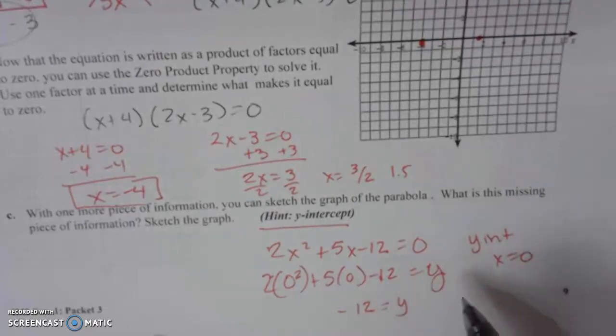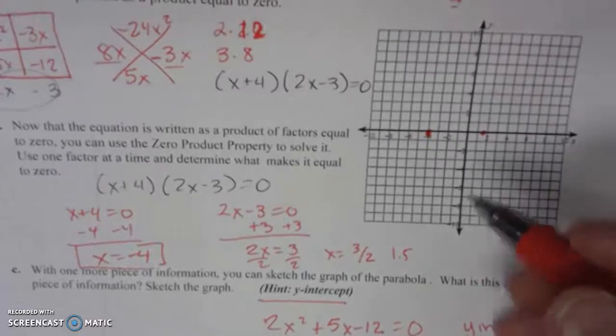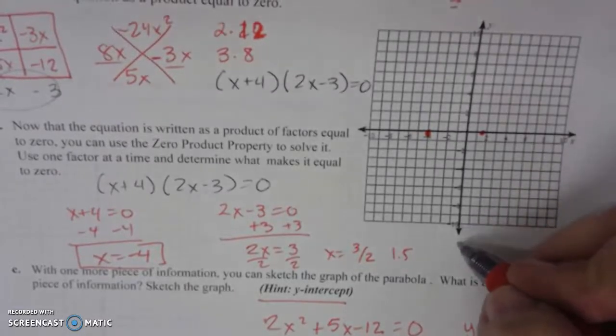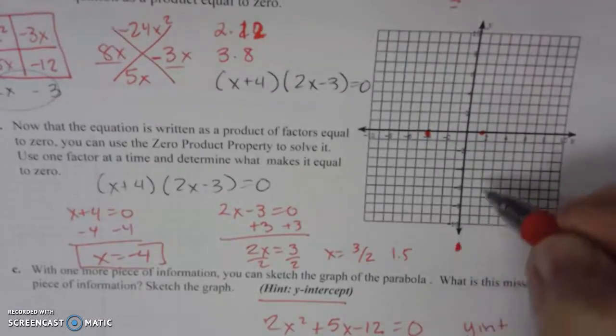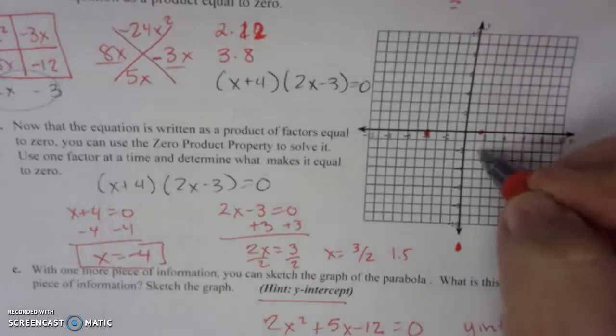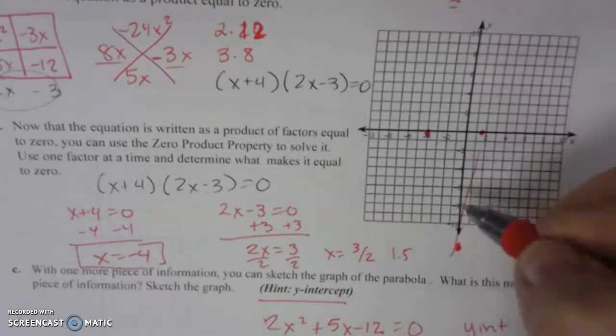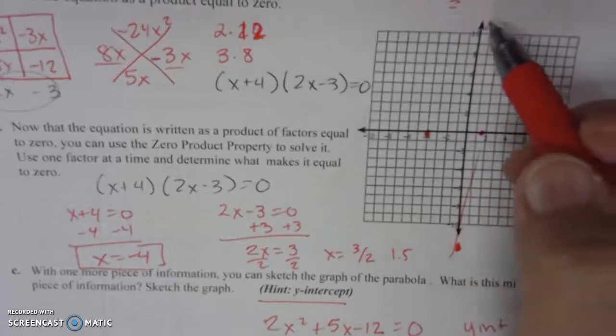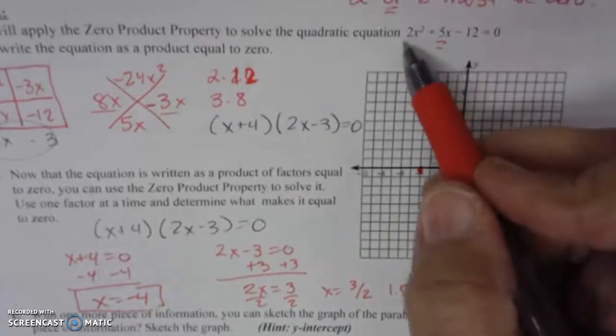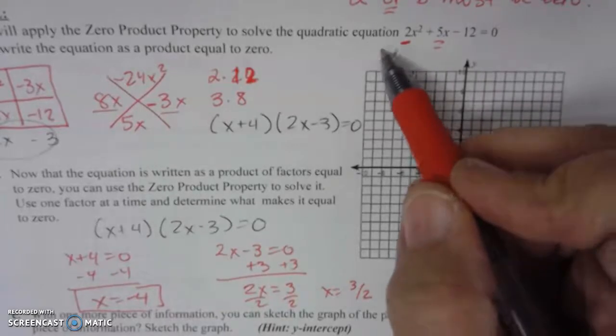And I can come over here, but my graph, look at this, this is 10, my graph is way down here, that's my y-intercept, right? So it's going to go something like this. How do I know it's facing up? Because remember, in my equation, this was a positive, so I know it's going to open up.